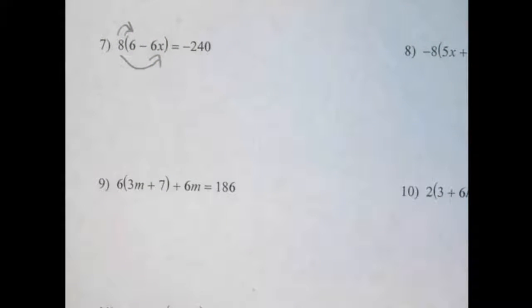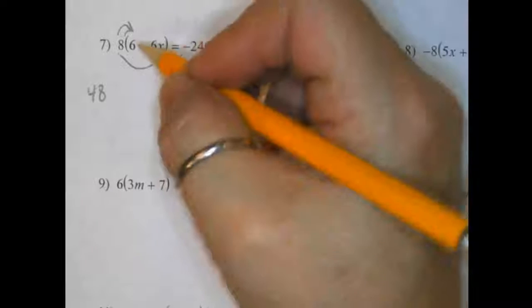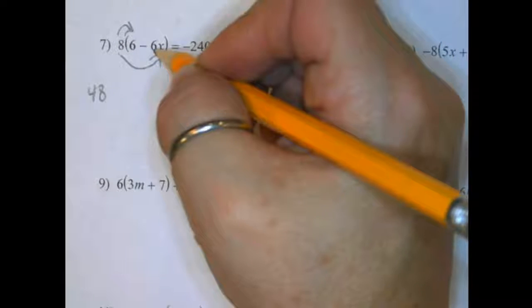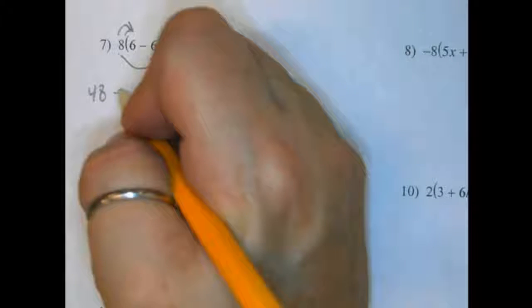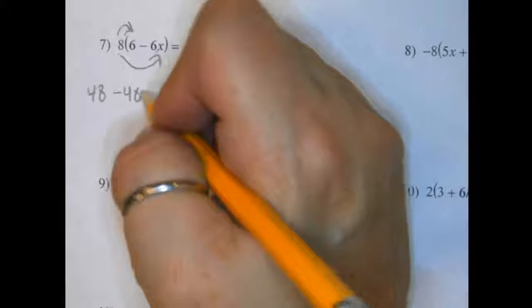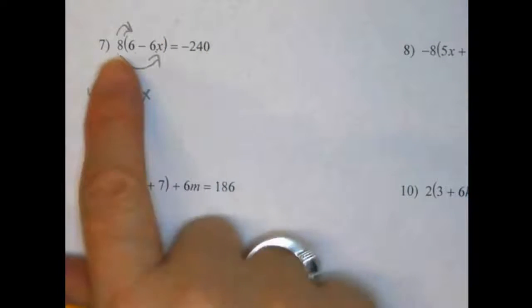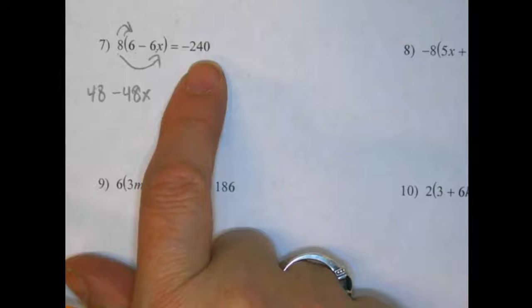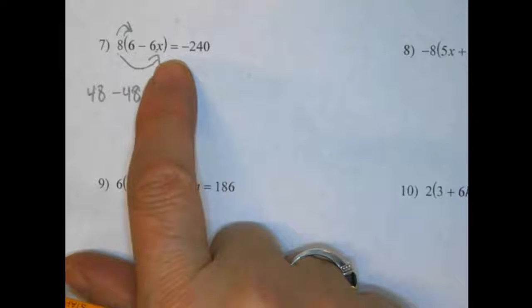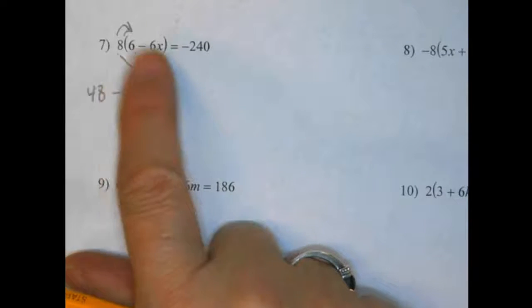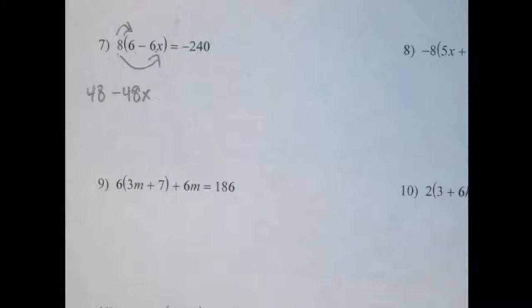Okay? So 8 times 6 gives me what? So I'm going to rewrite my problem as 48. What is 8 times a negative 6? Negative 48. But this time the x tags along. Make sure you bring that x down with you. Sometimes they're in opposite orders. Sometimes the x is going to come before the whole number. But make sure that you multiply each term separately.